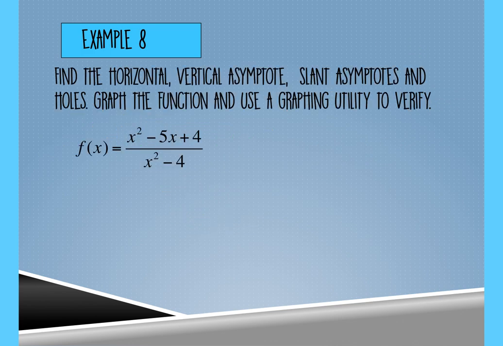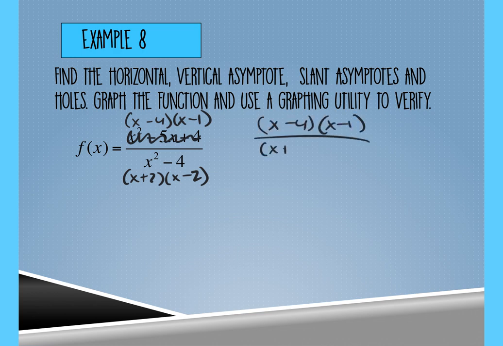All right. So example 8. Find all of it. Horizontal, vertical, slant, and the holes. Graph the function, and then use a graphing utility to verify. So the very first thing you do in that step process is factor. I'm going to factor the numerator, and I'd get x minus 4 and x minus 1. That takes the place of that numerator. The denominator would be x plus 2 and x minus 2. So if I wanted to rewrite it in factored form, it would look like this.